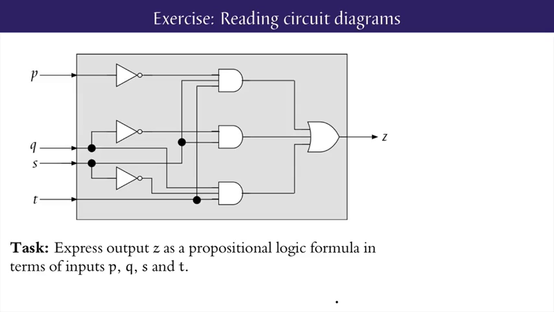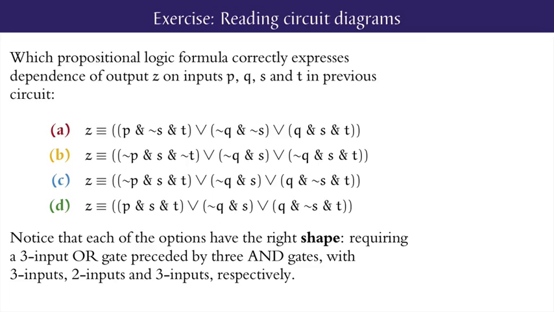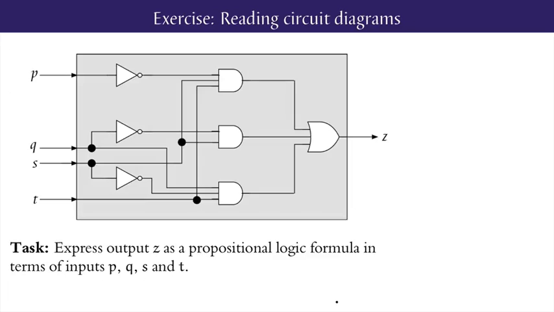Now, it's your turn to try an exercise. Consider the following combinational circuit with 4 inputs, P, Q, S and T, and 1 output Z. Your task is to read off or extract a logic formula for the output to express it in terms of the inputs. Which of these propositional logic formulas correctly express the dependence of Z on the inputs P, Q, S and T in the previous circuit?